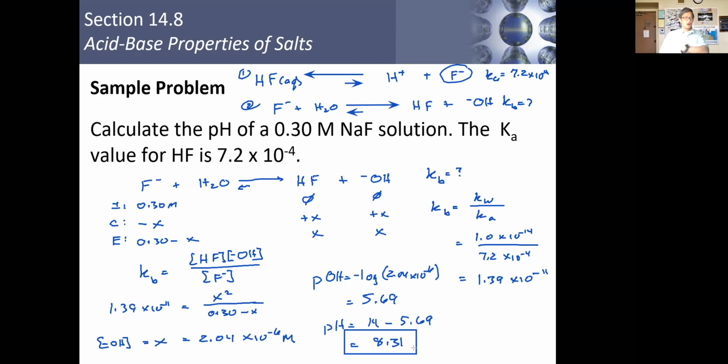With that said, the only part that's really new here, and I want to emphasize this, is that we have to deal with this equilibrium right here and find the Kb. To find the Kb, we use the simple formula that I derived for you. Once we have the Kb, everything else is pretty much the same. You set up the ICE table, you find the hydroxide ion concentration, and from that you can find the pOH. From that, you can find the pH. Very good.